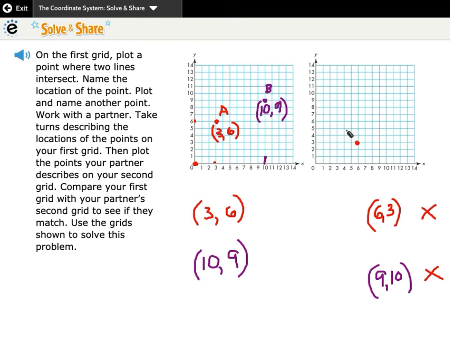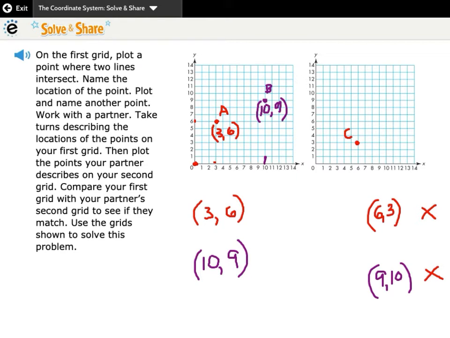And let's name this as point C. So this is the location of 6 in the x, 3 in the y. Now back to our A. Are they the same points? No. So meaning these points are not the same.